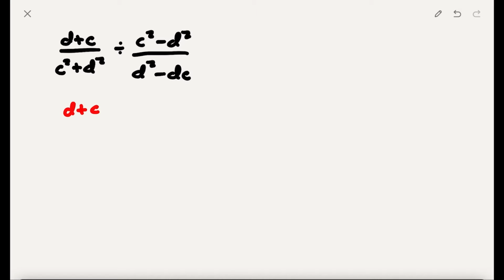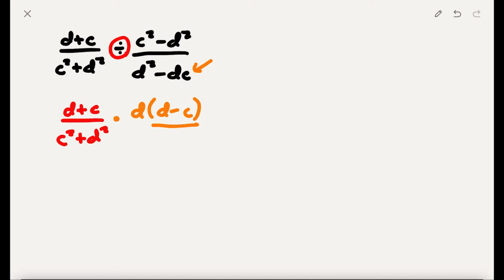That first rational expression does not factor, so we don't really need to worry about it so much. I'm going to turn this into a multiplication, and then this is going to go on top, but I'm going to factor out a d from it first, so you're going to get d minus c all over, and then I'm going to factor this on the bottom here, and it's going to be c plus d times c minus d. Okay. Let's cancel some stuff out here, so d plus c right there.